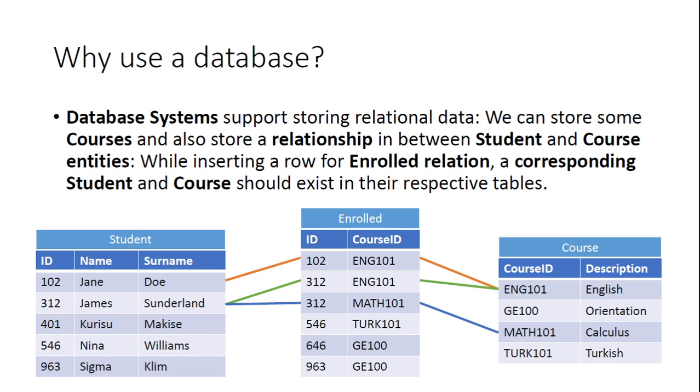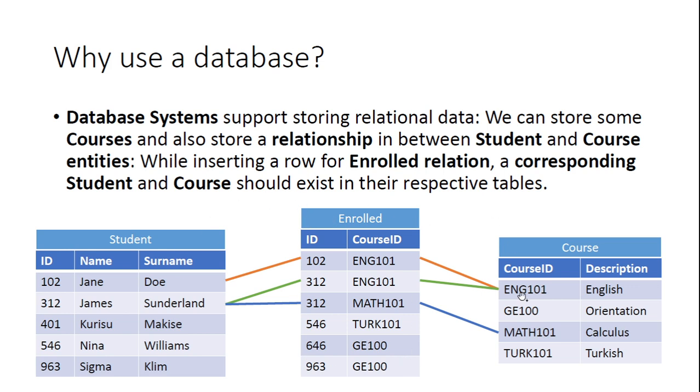So in the database, we can store the relationships as well. So let's say we are storing a bunch of students, we are storing a bunch of courses, and there could be a separate table to store the information about which student is enrolled into which course. So this is going to be a relationship in between two different tables.